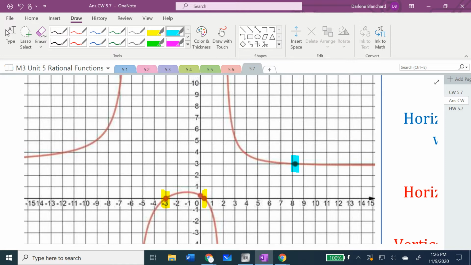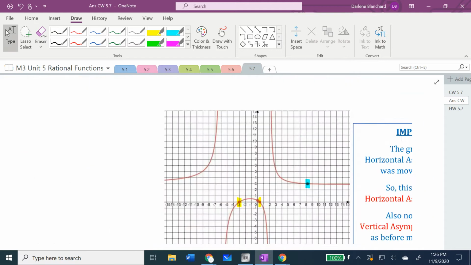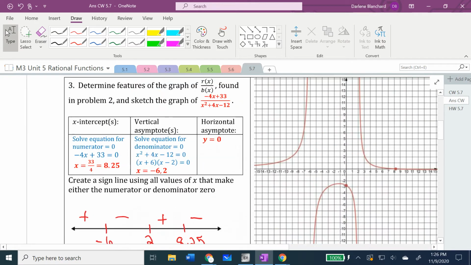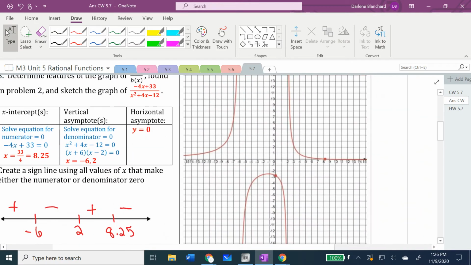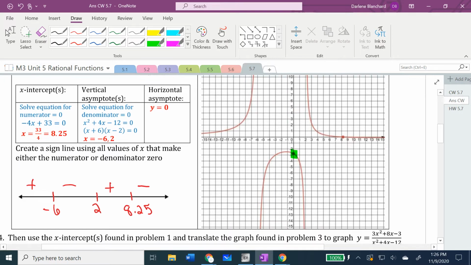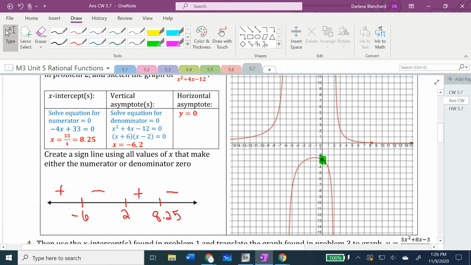You could have plotted the y-intercept of the graph from problem 3, but you didn't have to plot this y-intercept because I didn't specifically ask for it. The reason I didn't ask for it was because it's such a horrible number. And also, this number line makes it so that I really don't need to plot very many points to get the idea of what this function looks like.